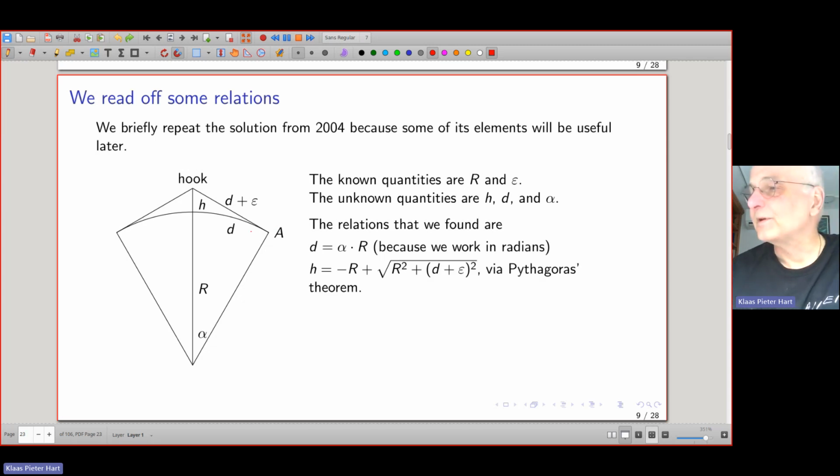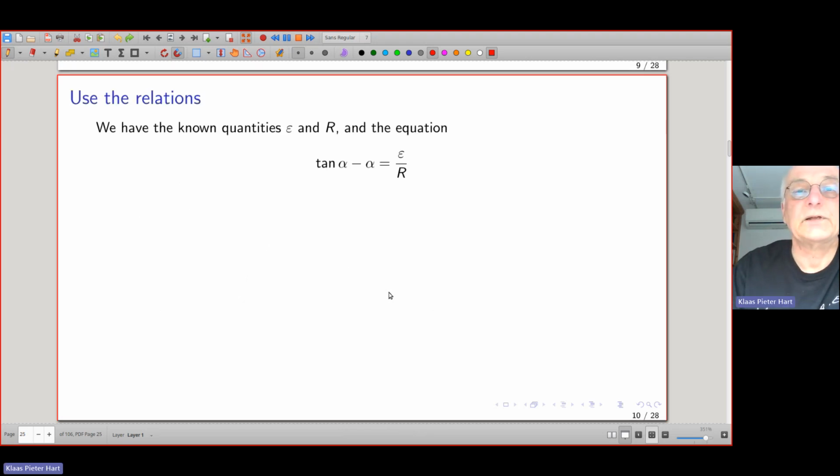Pythagoras' theorem, using this right angle, of course, gives us a formula for h in terms of r, d, and epsilon. And the tangent of alpha is equal to d plus epsilon divided by r, and we can write that as alpha plus epsilon over r. Lovely.